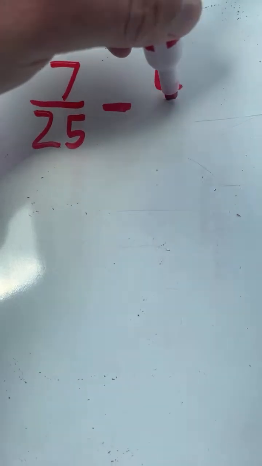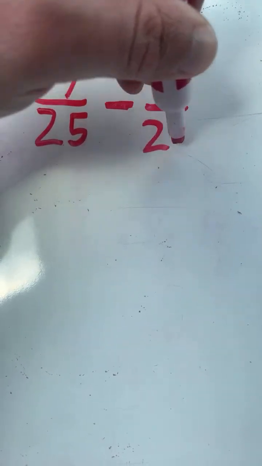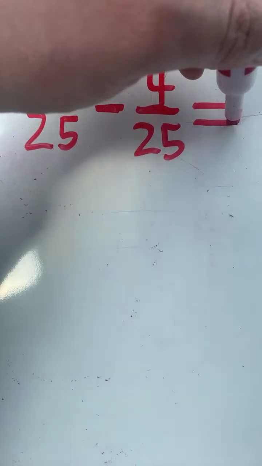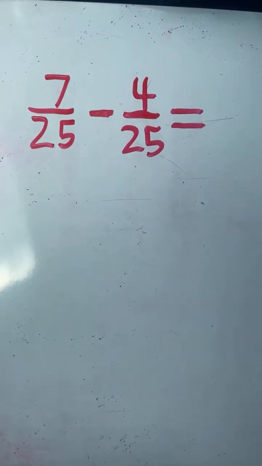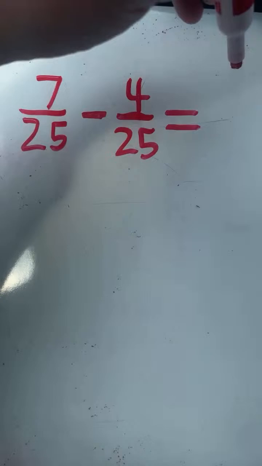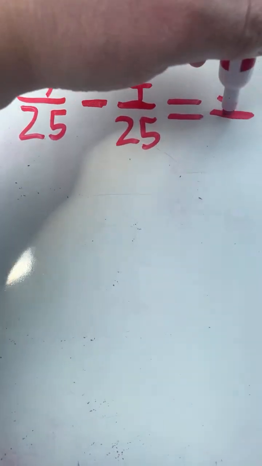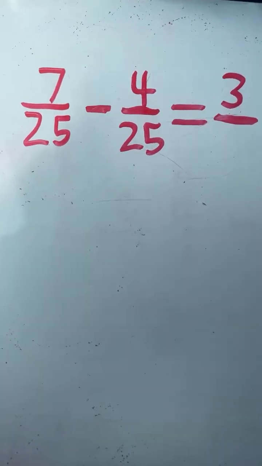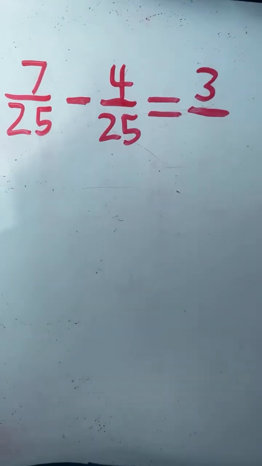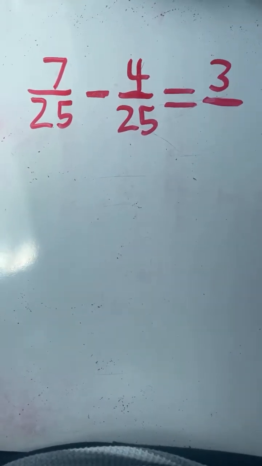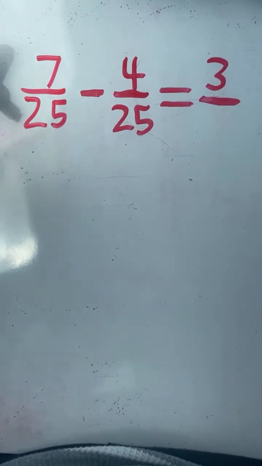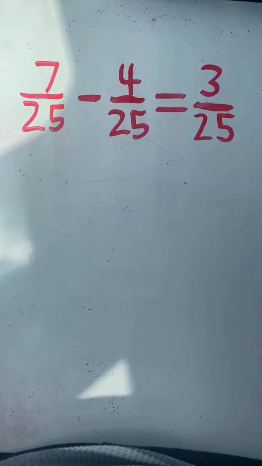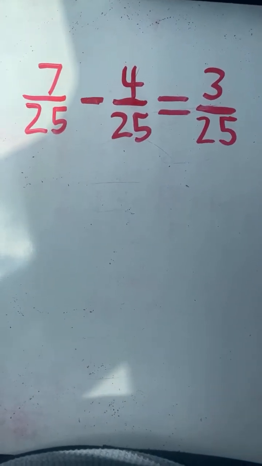7/25 minus 4/25. That's my next example problem. So step 1, we subtract our numerators. 7 minus 4 equals 3. Step 2, we keep our denominator the same. So our denominator is 25 for both fractions we're subtracting. Our denominator is going to be 25 in our answer. So 7/25 minus 4/25 equals 3/25.